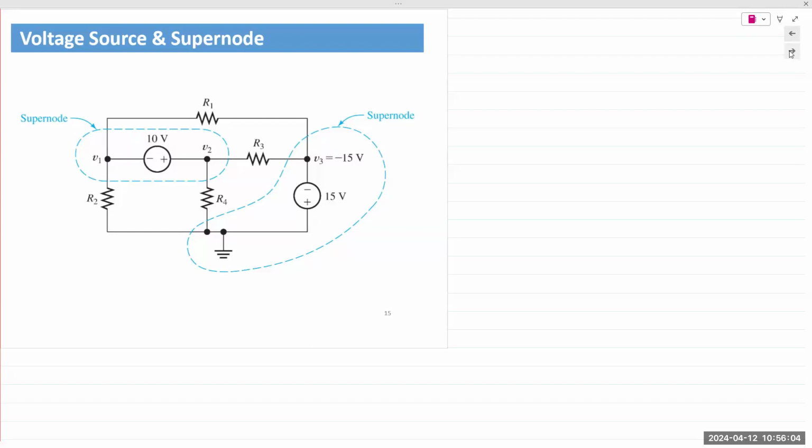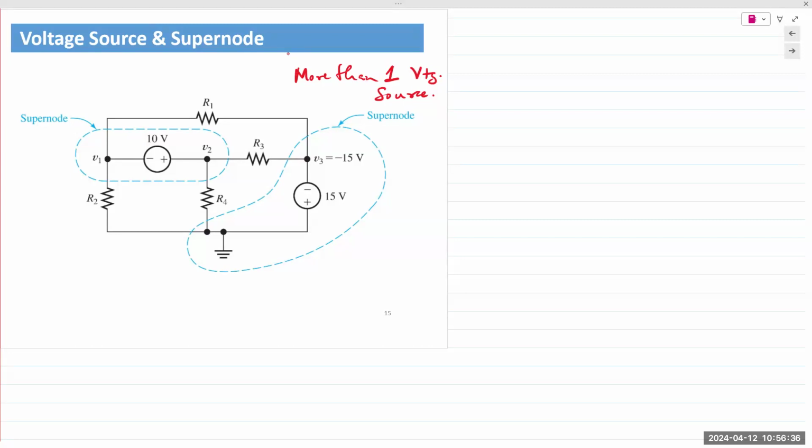But what if you have more than one voltage source? Unless they are connected at one single node, we cannot eliminate that voltage source. So how do we write a KCL expression? We cannot write a KCL expression, right?